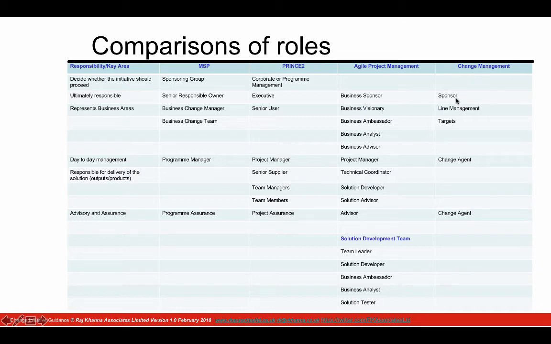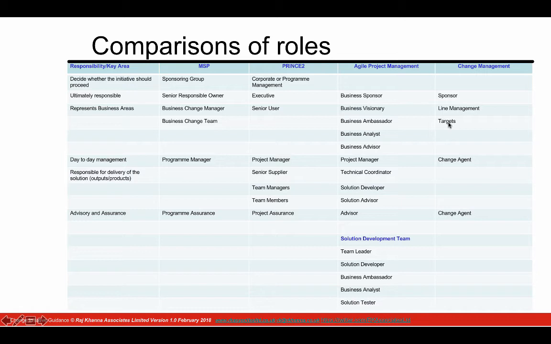Somebody called a sponsor, who is the leader, who is a decision maker, etc. And line management are the people who are coming from the business area. So as you see, the business change manager within Managing Successful Programmes, senior user within PRINCE2, business visionary within Agile, and change management within here. Instead of calling them end users or staff, within the change management syllabus, they're called targets.